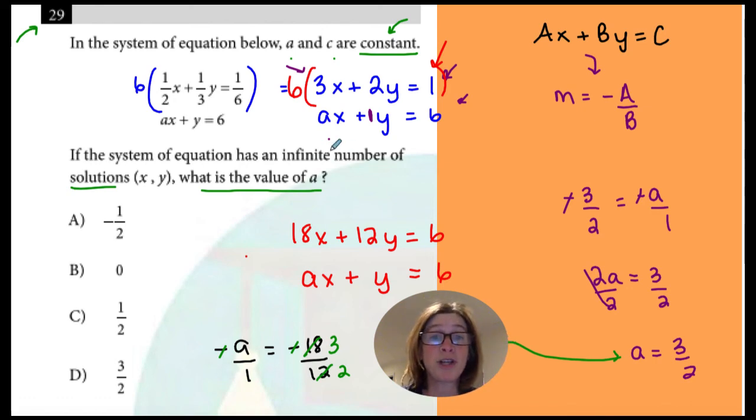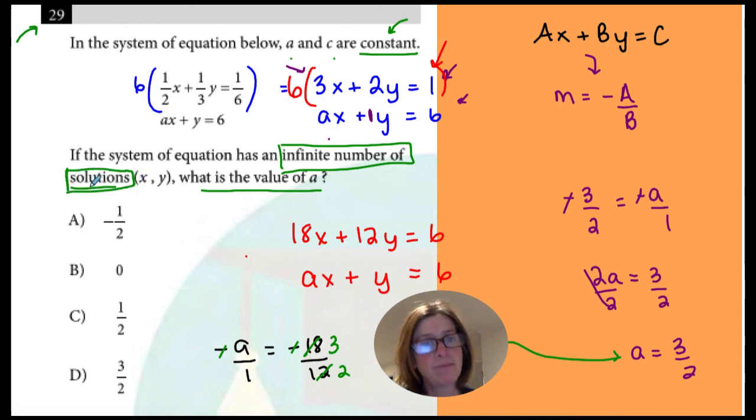But it's important to know infinite number of solutions means they have every point in common and they also have the same slope. All right, so that's my video tonight on no solution and infinite solutions on the SAT.